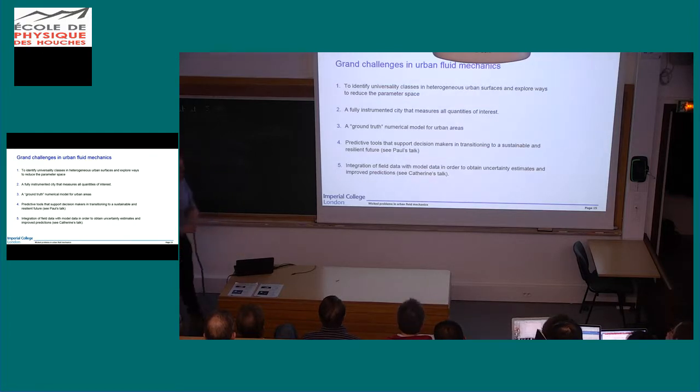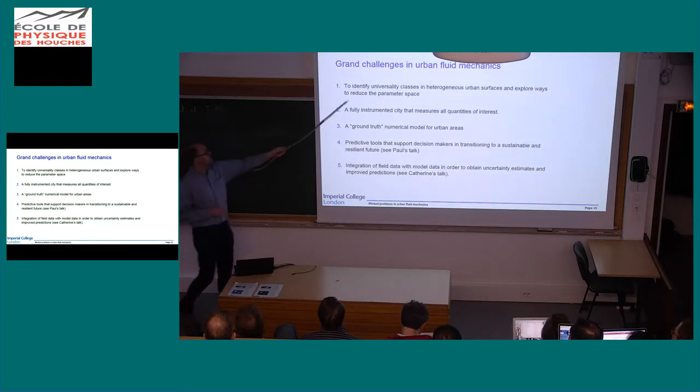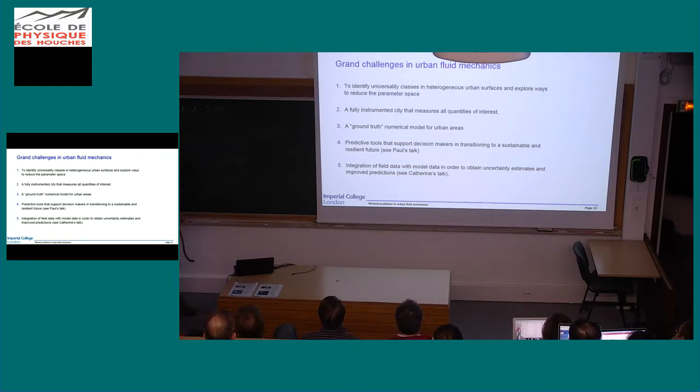All right, so what I'm going to do now is show you some examples of what we've been working on. I'm going to start with an example where you use simple modeling to get to very practical answers. Then I'm going to say a little bit about reducing the parameter space in the context of LES. And if I have time, I'll say a bit about our efforts to model trees.